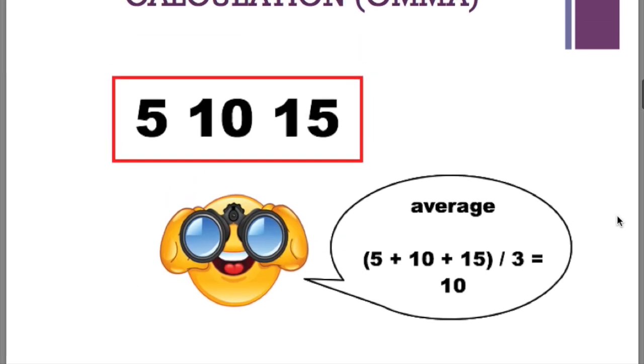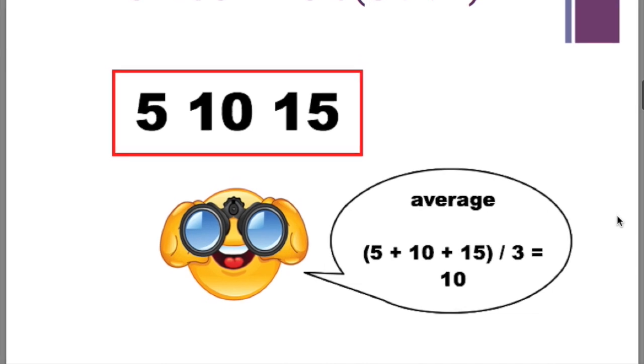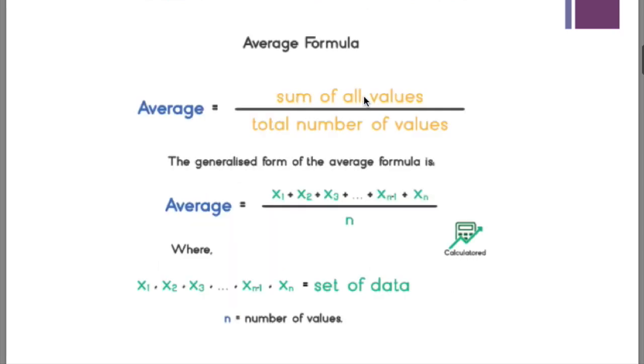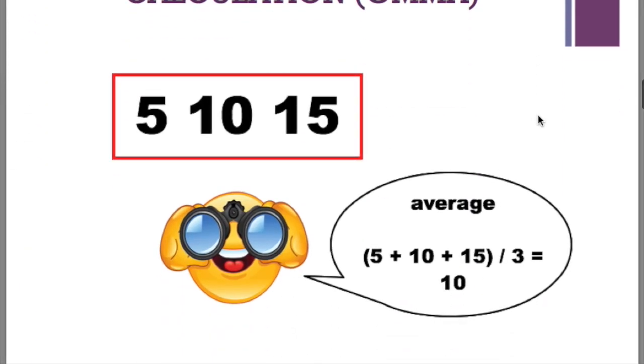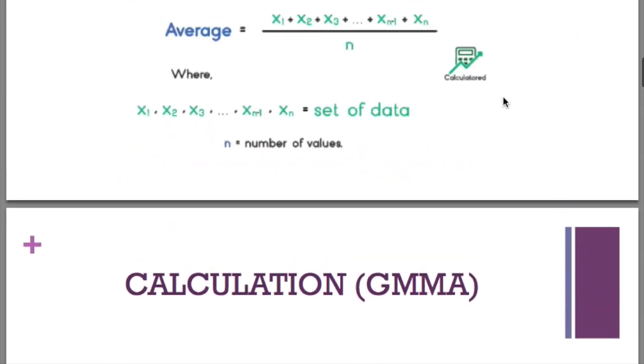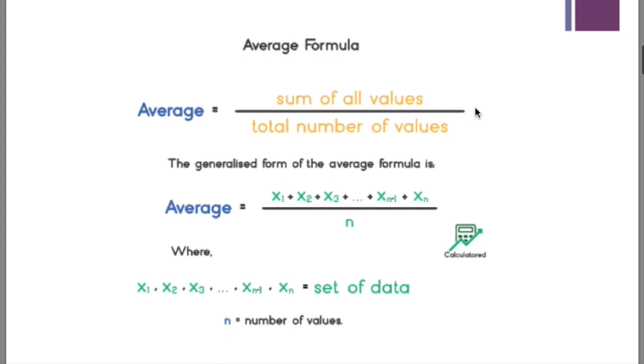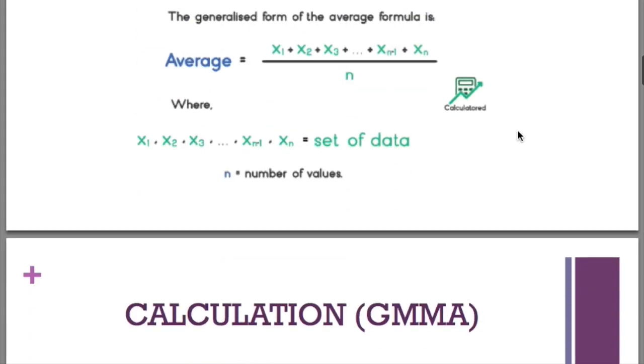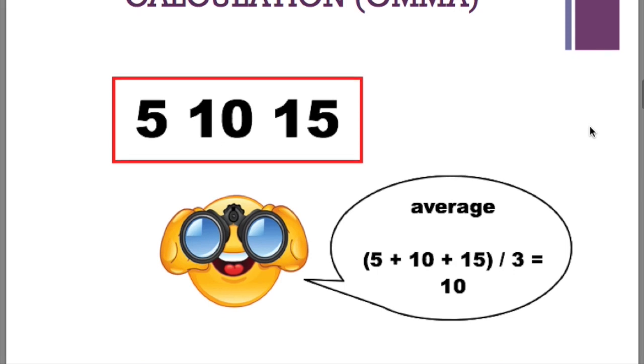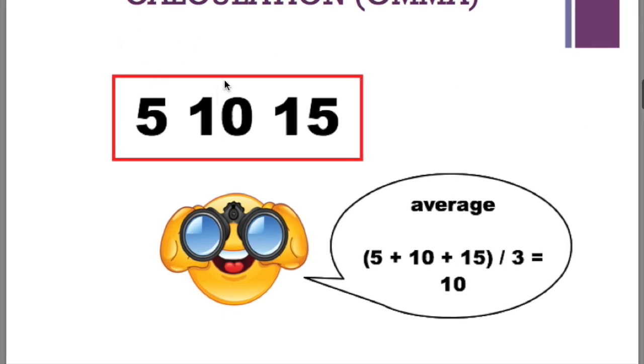So here is an example. You see 3 values: 5, 10, 15. I ask you, what's the average? Well, the sum of all values, 5 plus 10 plus 15, divided by the total number of values. There you see 3 values. 5 plus 10 plus 15 is 30, of course, divided by 3 is 10. And so the average of these 3 numbers is 10.